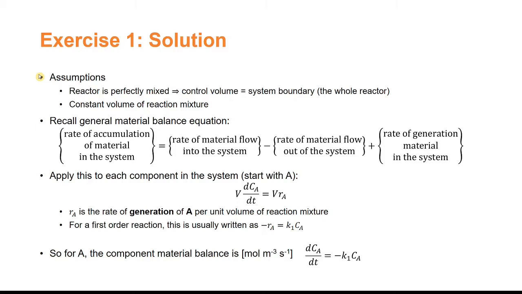First, let us see what assumptions can be made. First, in most cases, we can assume perfect mixing in stirred tank reactors. This means that we will take our control volume to be the whole reactor. The second assumption we can make is that the reaction mixture has a constant volume, which simplifies the model a lot.